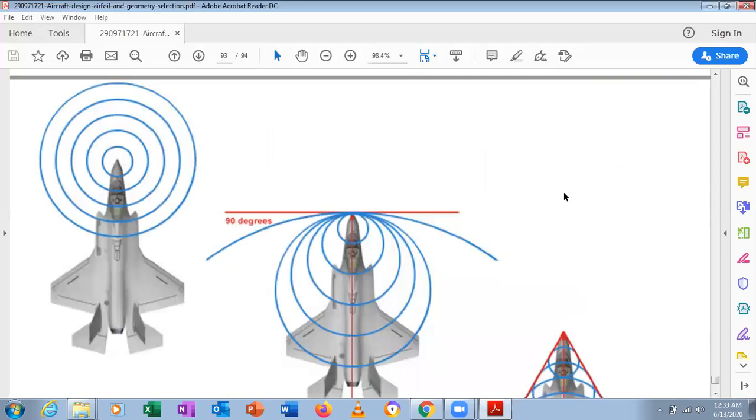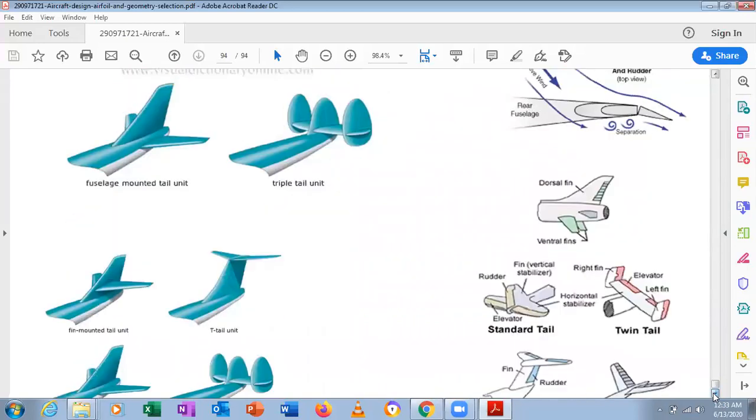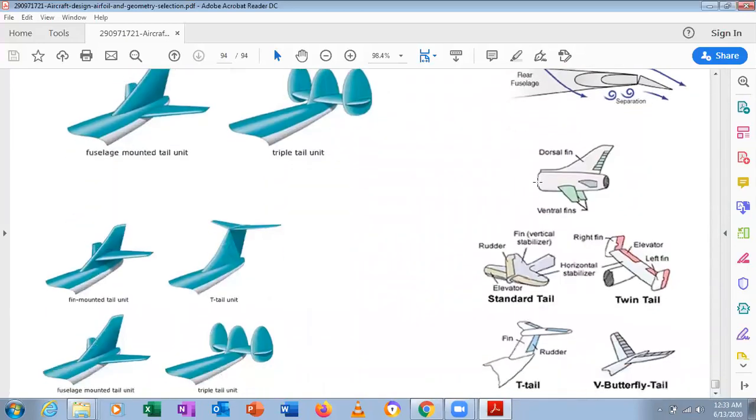Okay, and we can see a 90-degree angle, and we have tail units. We can see here the all-flying rudder and the top flow. We can see how it flows. Understood? And we can see the rear fuselage and the relative wind, and there will be a separation. To delay the flow separation, this surface will delay the flow separation. By delaying the flow separation, it gives good lift. So these are the different types of tails, and we have a standard tail and a twin tail. Clear? This is called a standard tail. We have a fin and vertical stabilizer, and we have a twin tail. Clear? So these are the different types of aircraft.